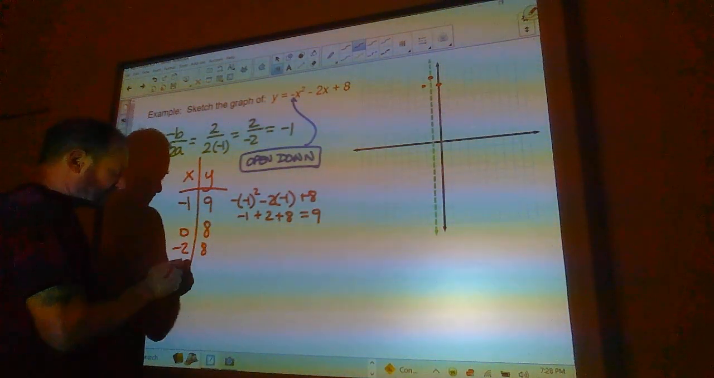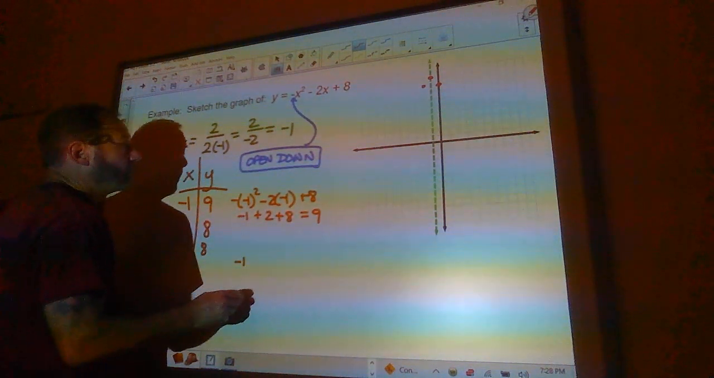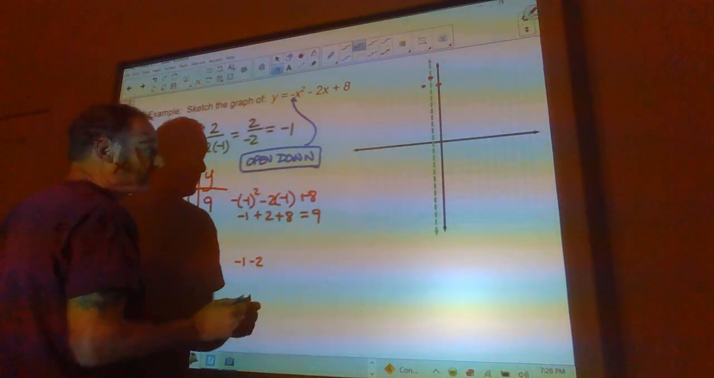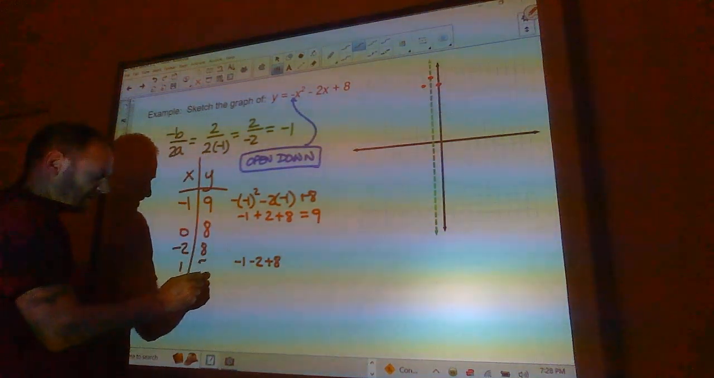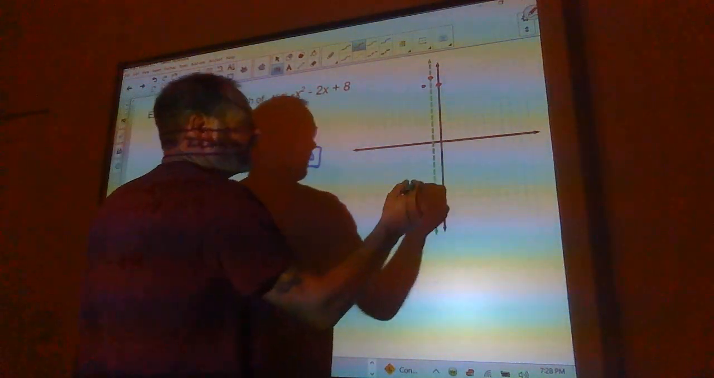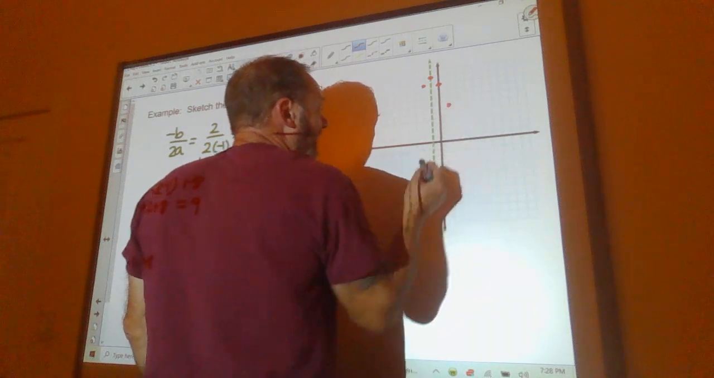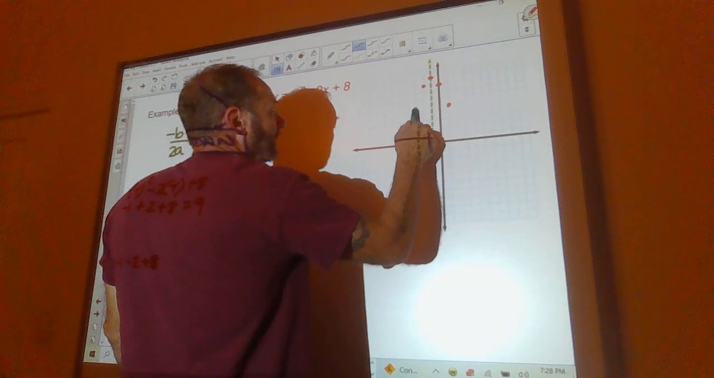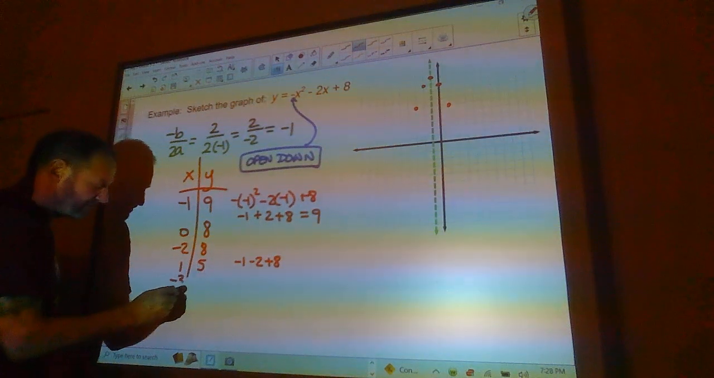Okay, now if I calculate 1, that's a pretty easy thing to count. That's going to be -1, because 1 squared is 1, and then that makes it negative. -2 times 1 is -2, plus 8, that's going to be 5. So 1, 5. 1, 2, 3, 4, 5 is going to be on the graph. And like I said, I'm going to get another point for free right there because it's symmetric. So that'd be -3 is also going to be 5.